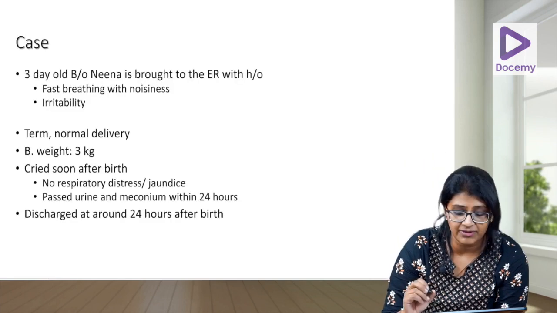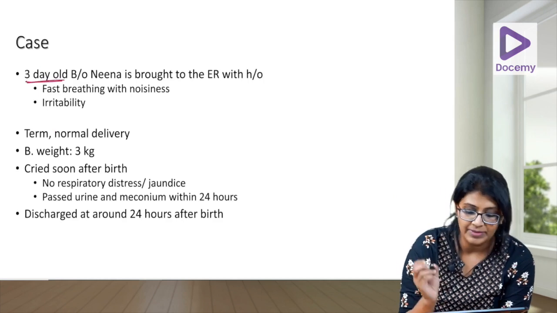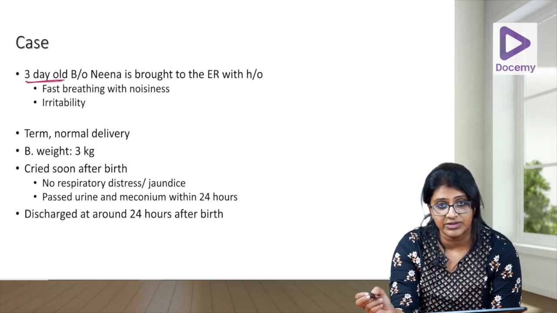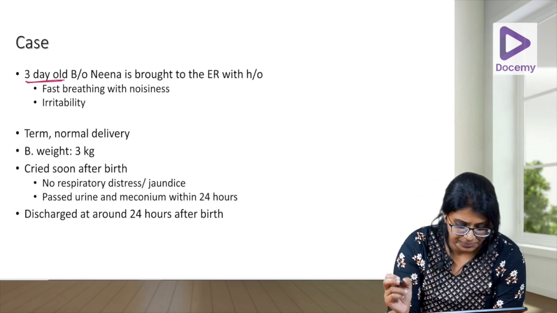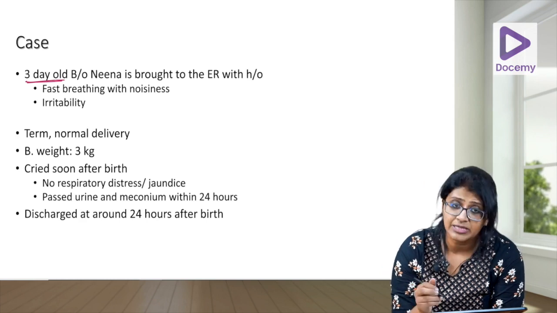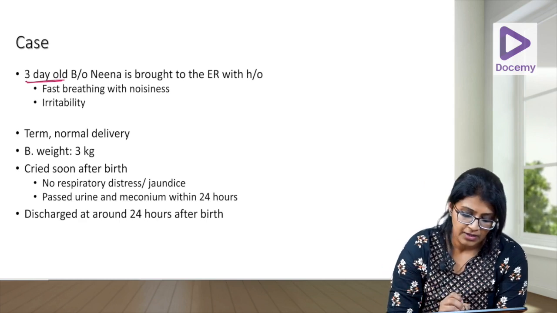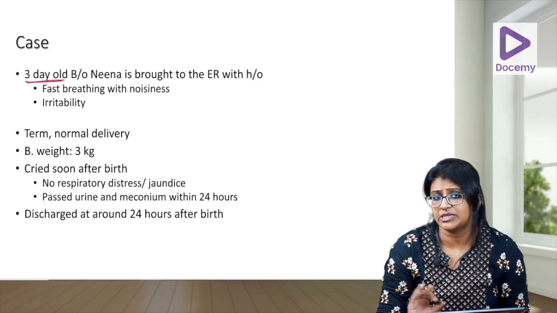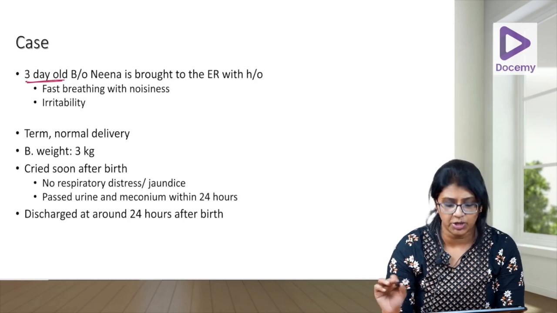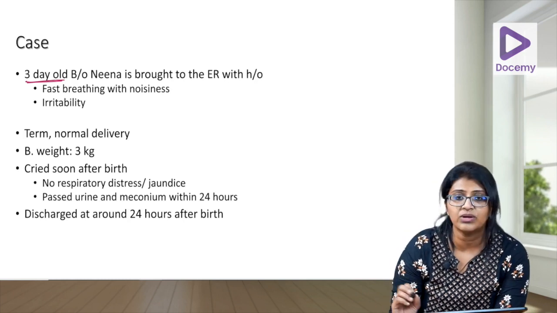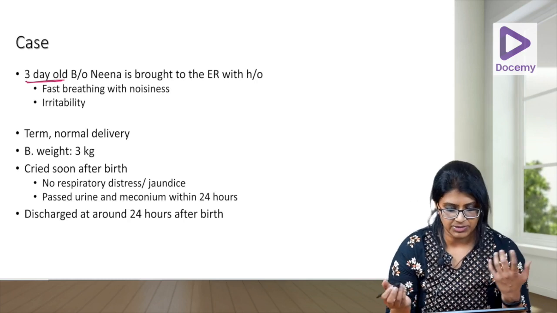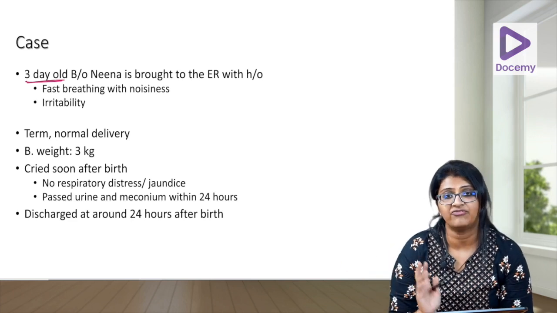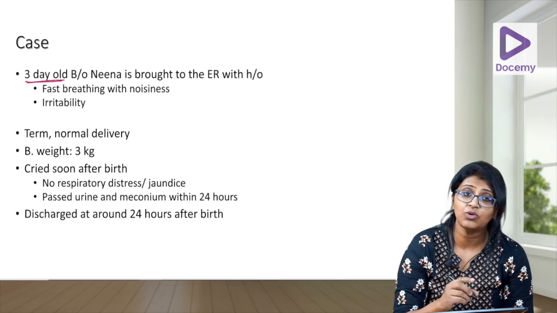So, a 3-day-old baby of Nina is brought to the emergency room with a history of fast breathing with noisiness and irritability. Now, you get some history. It's a term normal delivery. Birth weight was 3 kilograms. The baby cried soon after birth. There was no respiratory distress soon after birth, and there was no jaundice. The baby passed urine and meconium within 24 hours. Because it was a normal delivery and a normal weight baby, they were discharged at around 24 hours after birth. So, this baby has now come to you on day 3.